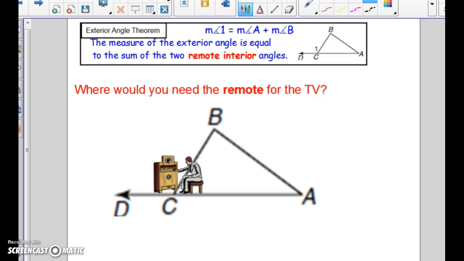So right here, this angle right here, where is it located according to that triangle? On the outside. What's another word for outside? Exterior. Okay, what do you know about this angle right here? It's interior. It is next to that exterior angle. Yes, it's next to. What's another word for next to? Starts with an A. Adjacent. Very good.